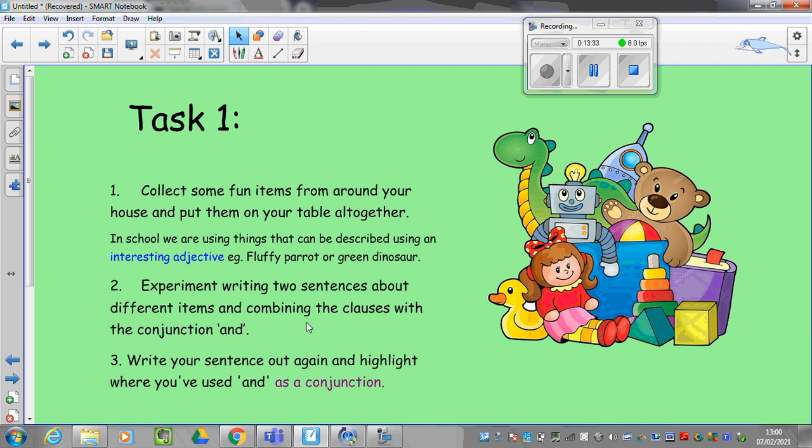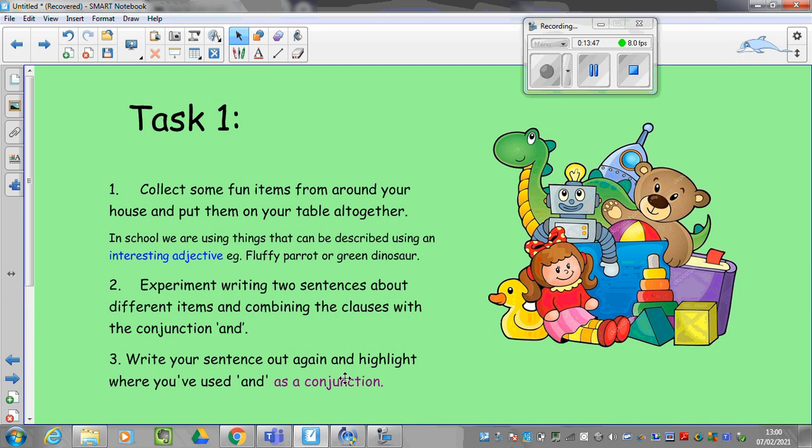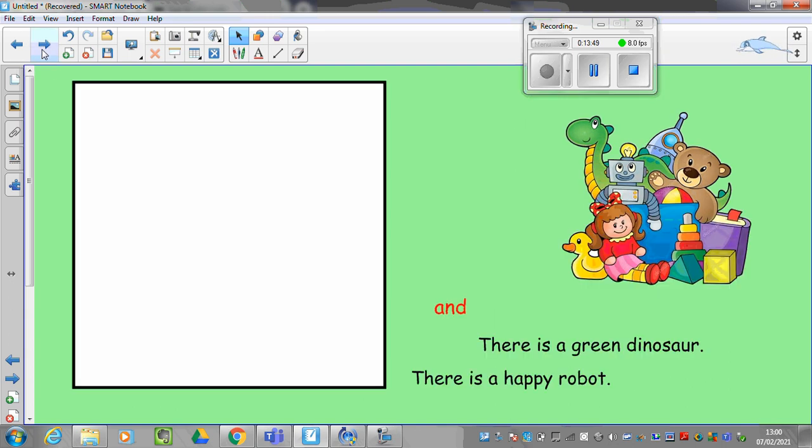Then I want you to experiment by writing two sentences about different items and combining them with the conjunction and. Okay, then you're going to write your sentences out again and highlight where you've used and as a conjunction. Very important. So let's have a look at that on the next page.